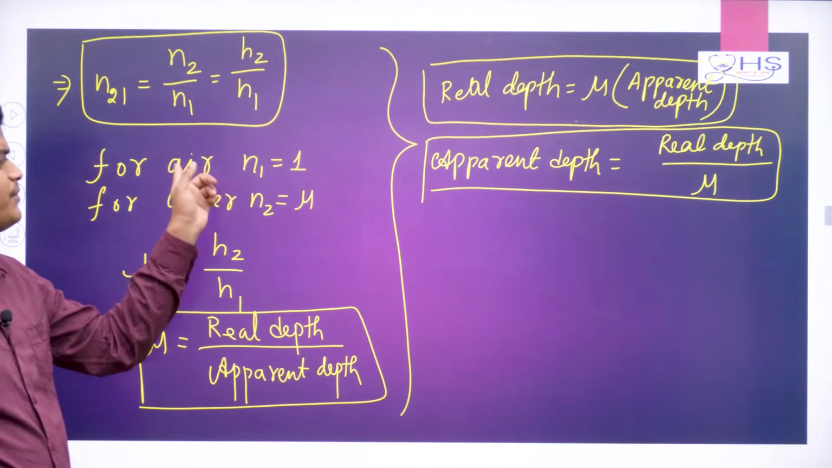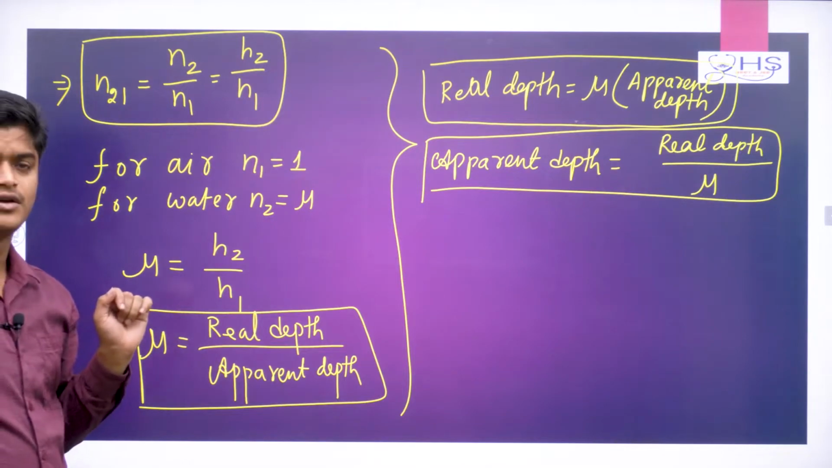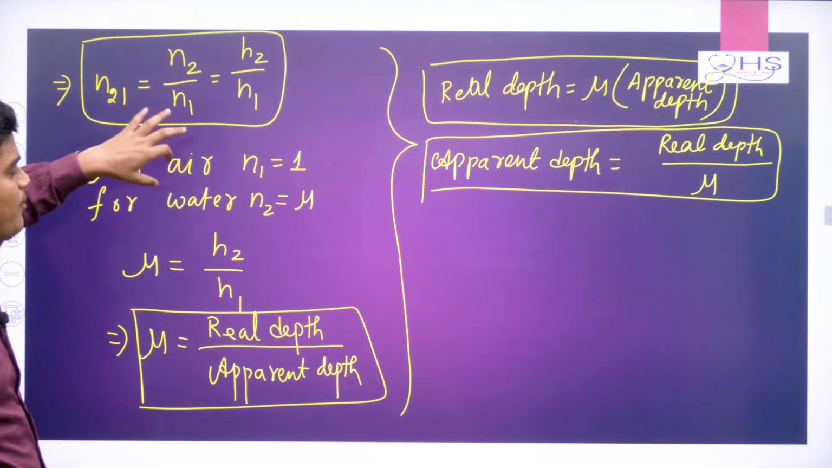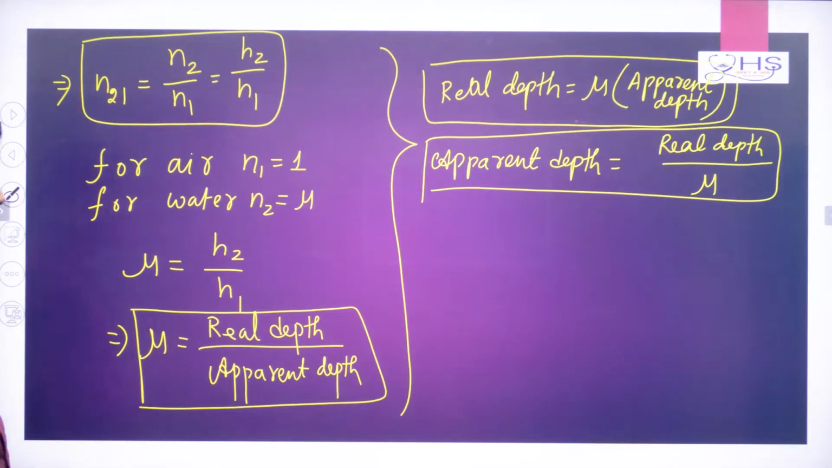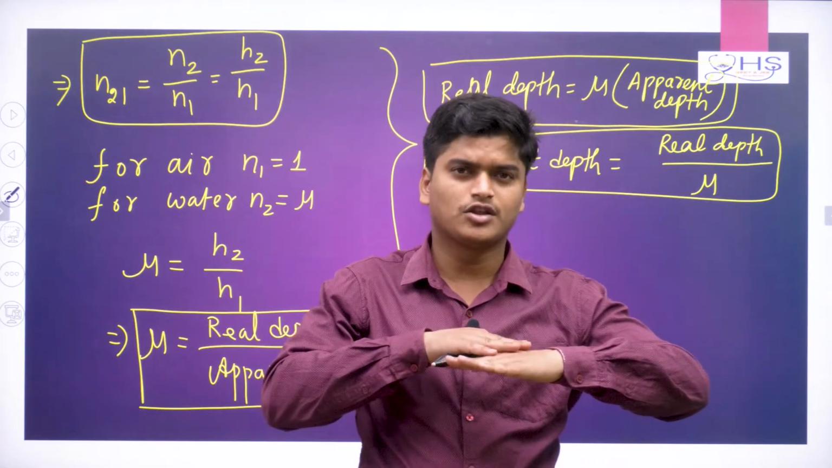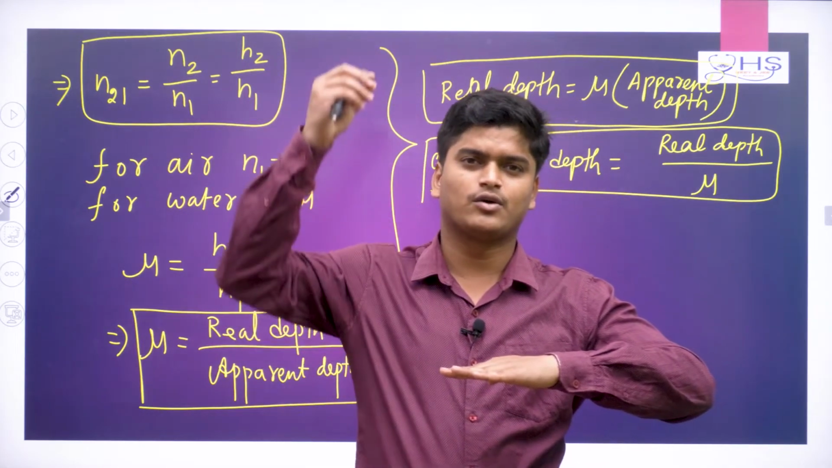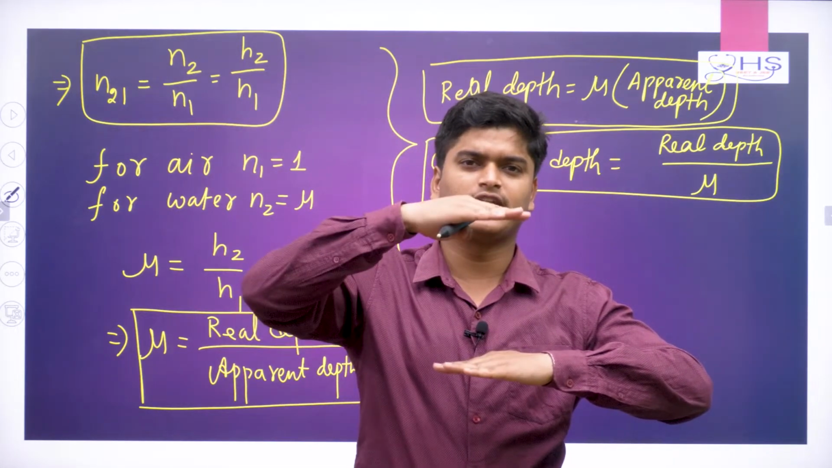But instead of air, if any other thing is there, you need to understand that N2 by N1 is there. If it is another medium, N1 means for air only it is 1, for other media it will be different values. So try to understand that. Here, if a coin is there at the bottom of a bucket and you are watching from the top, this coin will be shifted some distance vertically like this.